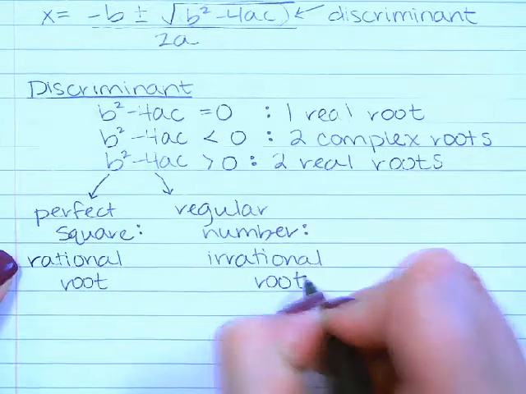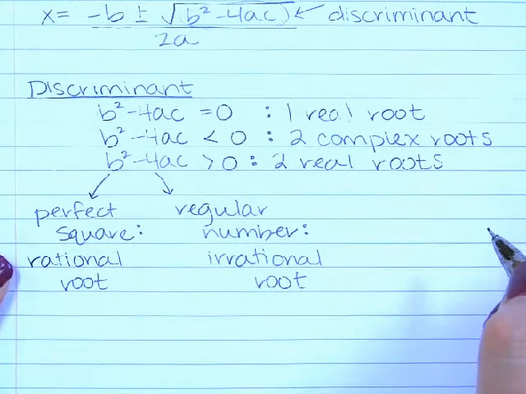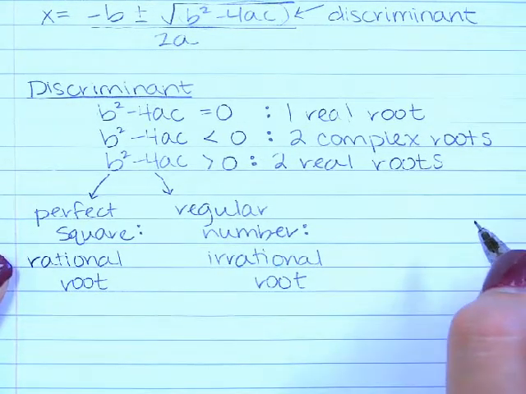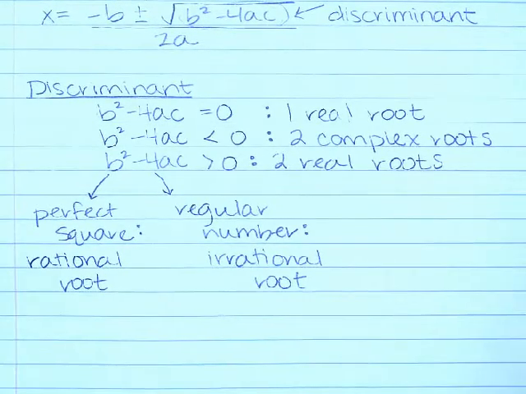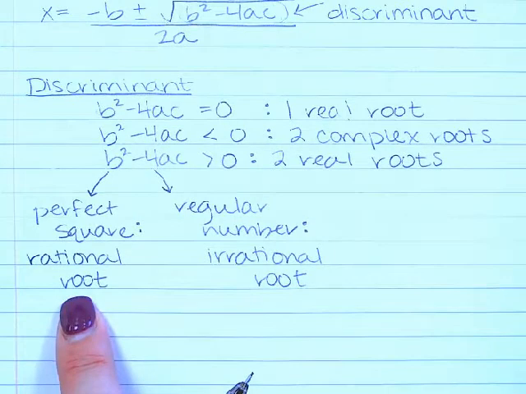And irrational roots are like funky decimals, just weird decimal answers. You have to round to write them down. They cannot be expressed as a fraction. So if you do the quadratic formula and you get a rational root answer, that means that that original problem could have been factored. You use the quadratic formula on it, but if you hadn't used the quadratic formula, you could have solved it by factoring.